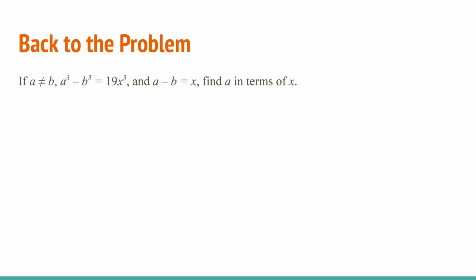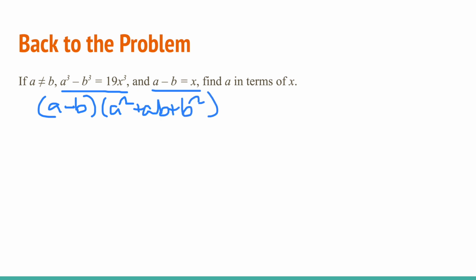Let's get back to the first problem now. If a is not equal to b and a cubed minus b cubed equals 19x cubed and a minus b equals x, find a in terms of x. First of all, we can just simplify this a cubed minus b cubed into (a minus b) times (a squared plus ab plus b squared) equals 19x cubed. We see a minus b, and we know that a minus b equals x, so we can cancel this out with x. This x also cancels out with the x cubed, and we get x squared.